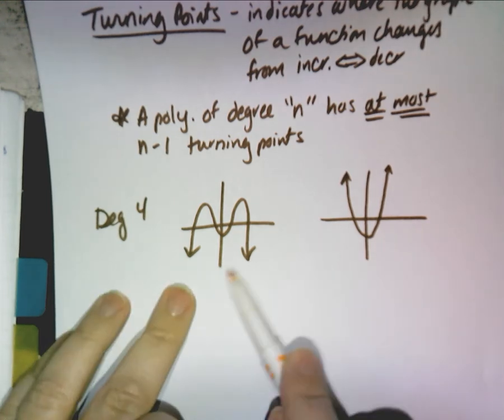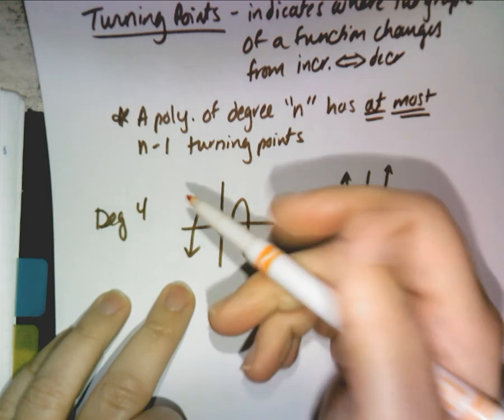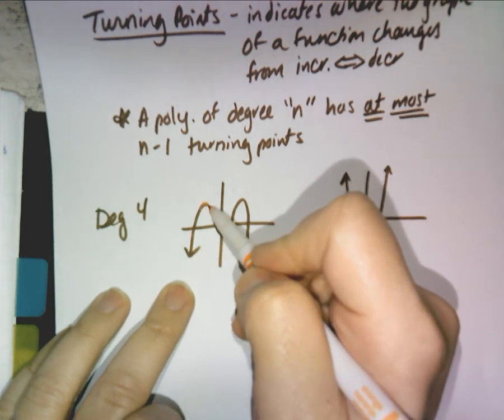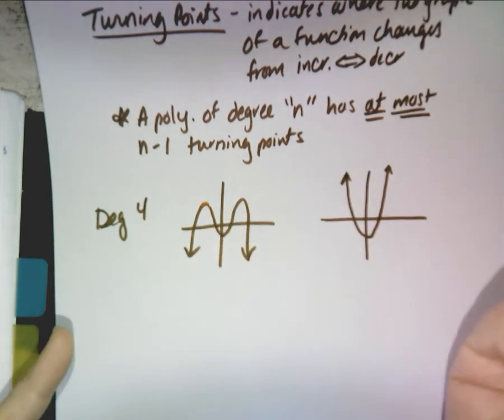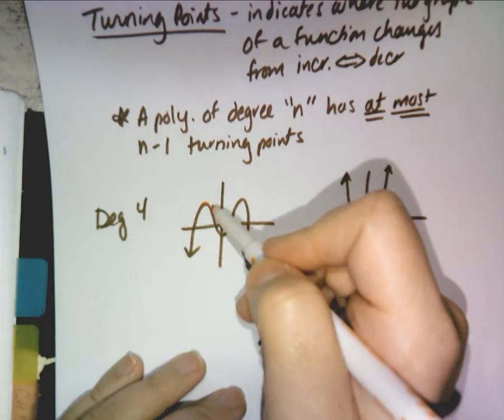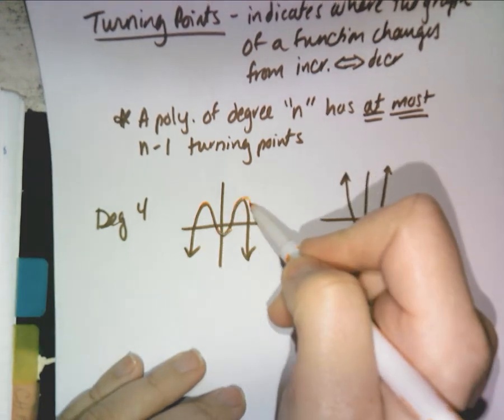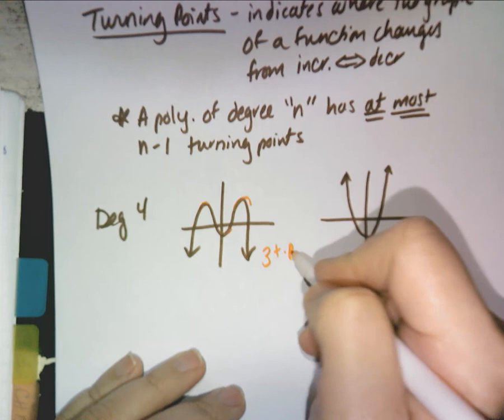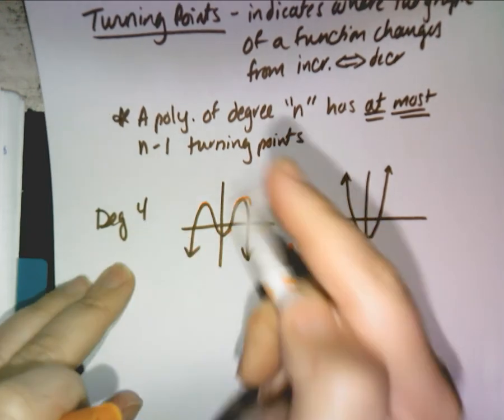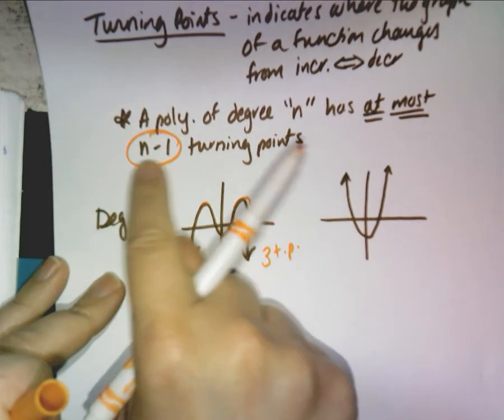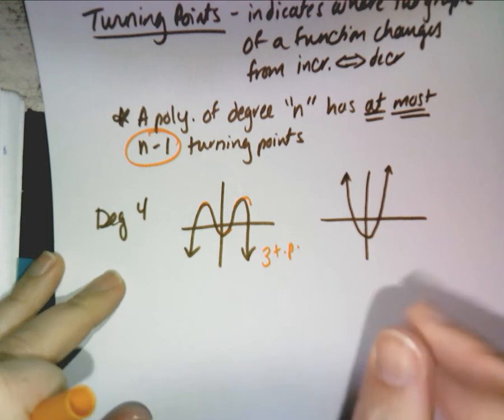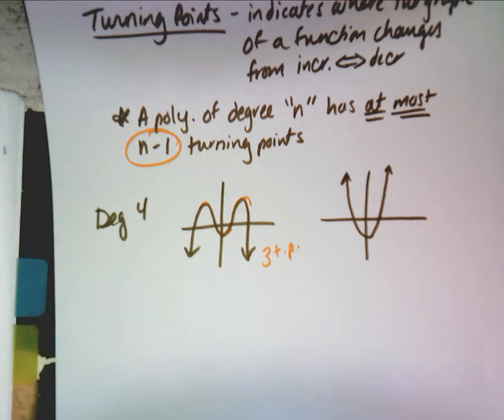How many turning points does this one have? 3. Goes right here. I call it the bumps. That's what I look at. The bumps is really where the turning point is. Here's 1, here's 2, here's 3. 3 turning points. And that falls into play because the most it can have would be 4 minus 1, which would be 3.